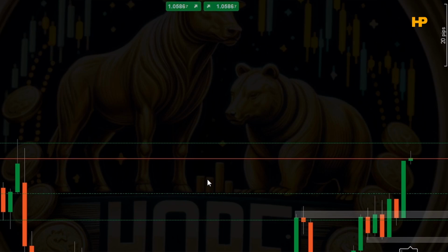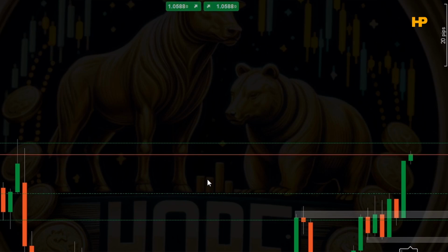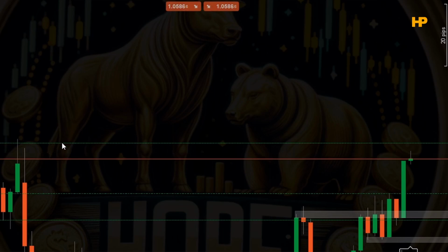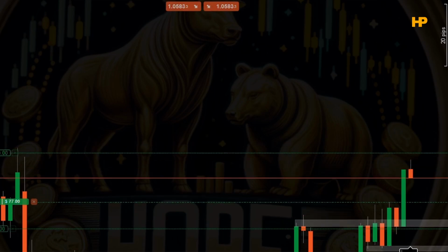At Hope Pips, we prioritize this session for its profit potential. Let's move to Chapter 2 to explore the best setups.